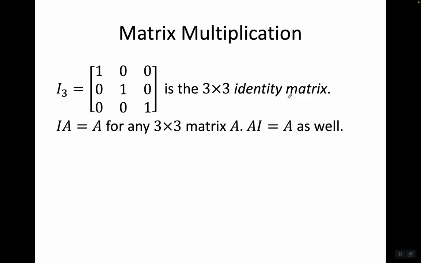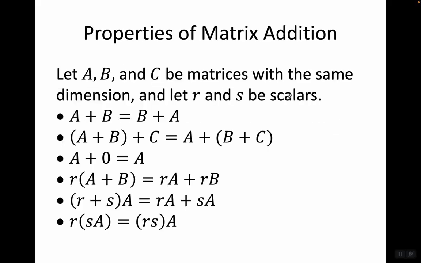And in the same way, I3, [1, 0, 0; 0, 1, 0; 0, 0, 1], is the 3 by 3 identity matrix. IA equals A for any 3 by 3 matrix A, and AI equals A as well.